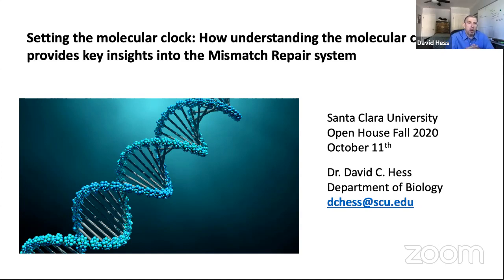And so today I'll be exploring the sort of mystery in the molecular clock. I'll explain what that is on the next slide, and how this provides key insights into the mismatch repair system.